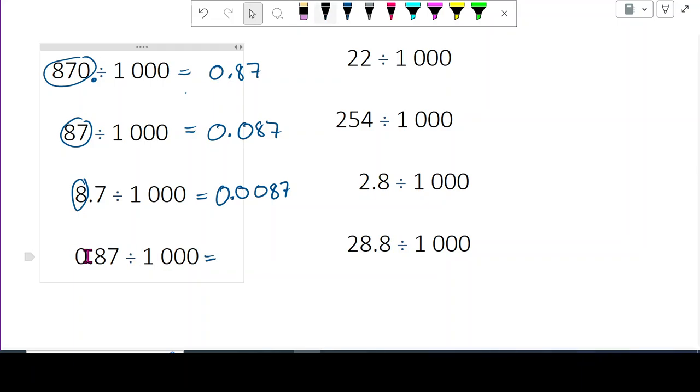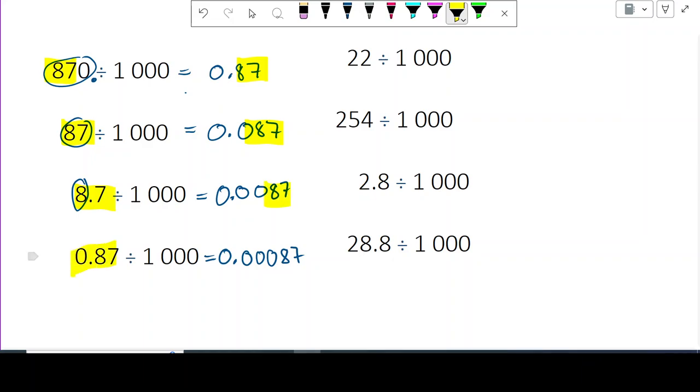And then they're both already behind the decimal, so when they move, they create three gaps between them and the decimal place. And so that's 0.00087. And again, we notice, oh look, every time, 8, 7, 8, 7, the digits, all the digits that were in the original number, are in the solution.